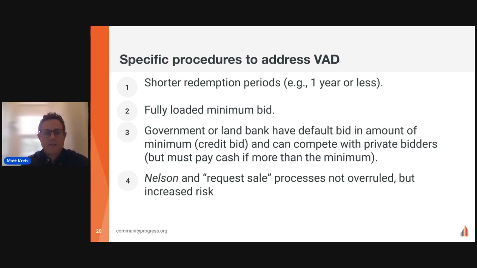So what are we left with? What specific procedures can we still use to address VAD? And by VAD, we mean vacant, abandoned, and deteriorated properties, right? So it's really clear.